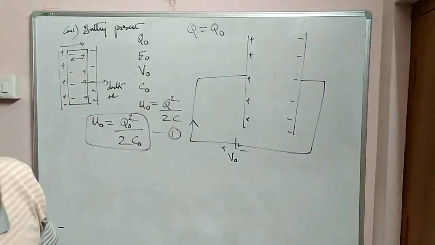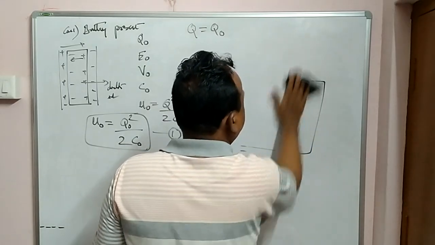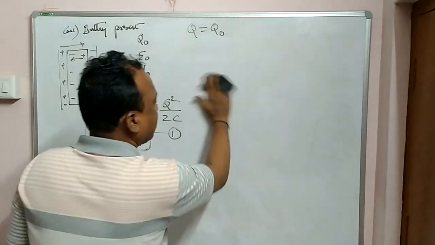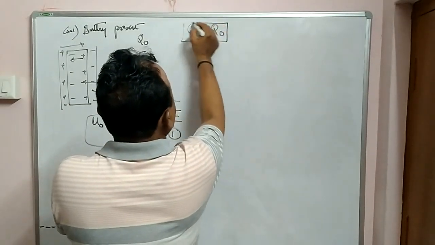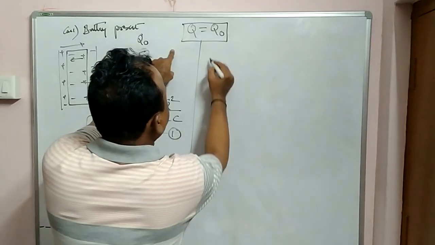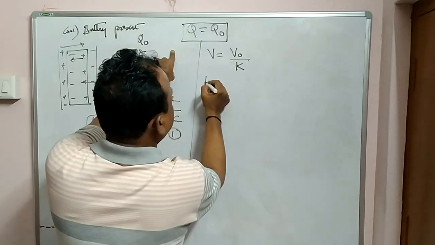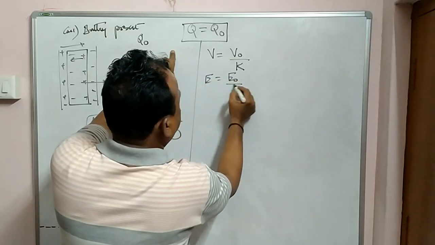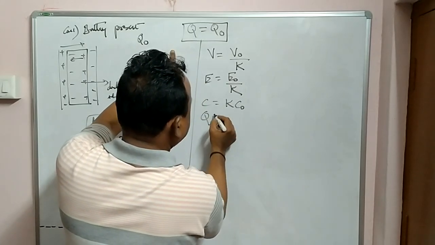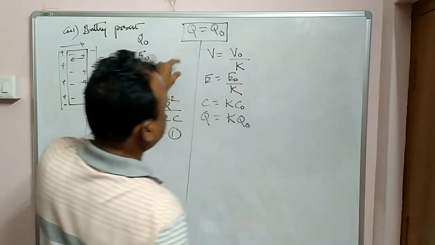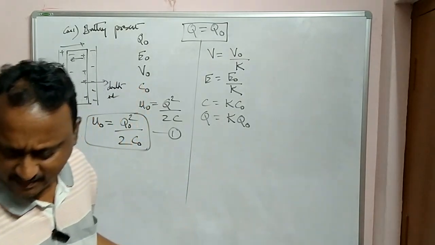Now we will try to find out what happens to the values when the battery is removed from the connection. One by one. Charge remains the same. There is no effect on charge. Q is equal to Q0. What happens to the remaining things? V becomes 1 by K times. E becomes 1 by K times. Capacitance becomes K times. And U is also reduced K times. Okay, that we will also calculate.